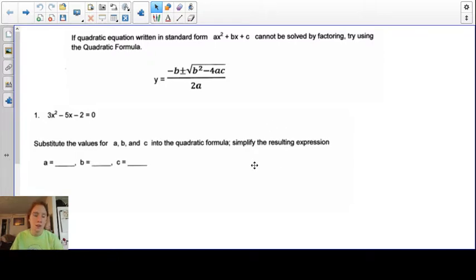Alright, morning guys. So before we get started on this one, get a calculator. If you don't have a calculator, pause and go get a calculator, please.